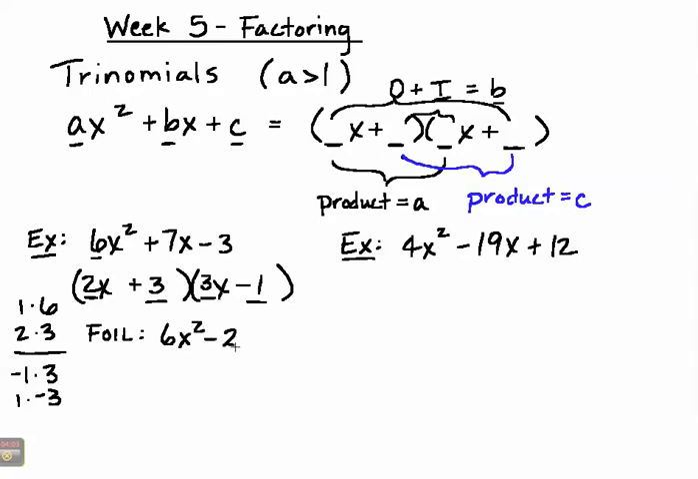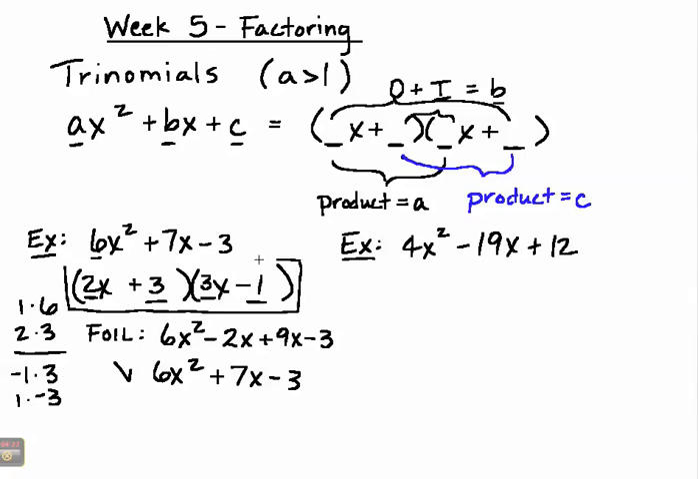The outside term is -2x, inside is a +9x, and the last term is -3. When I combine like terms, I have 6x squared plus 7x minus 3. That is the same trinomial that we started with, so that tells me that 2x plus 3 times 3x minus 1 is my correct answer. Now, if I still didn't get the correct answer when I use FOIL, I would want to go back and try -3 and +1 this time. Keep going until you get the correct answer.